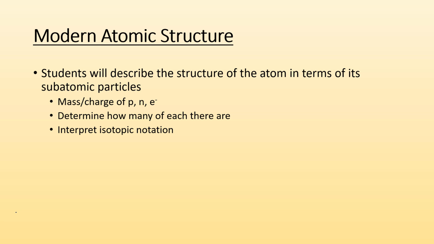This time we're going to take a look at modern atomic structure. So our objectives will be to describe the structure of an atom in terms of its subatomic particles. Meaning, what is the mass and the charge of each of these particles, the protons, the neutrons, and electrons. Determine how many of each there are and interpret isotopic notation.